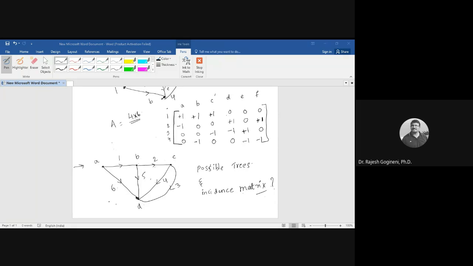In the next class I will check with you. So everybody should come with whatever possible trees you have written for this. I will ask everyone whether you have written or not. The incidence matrix should be written. Everybody should attempt this problem: write all possible trees for this given graph, and the incidence matrix, right?